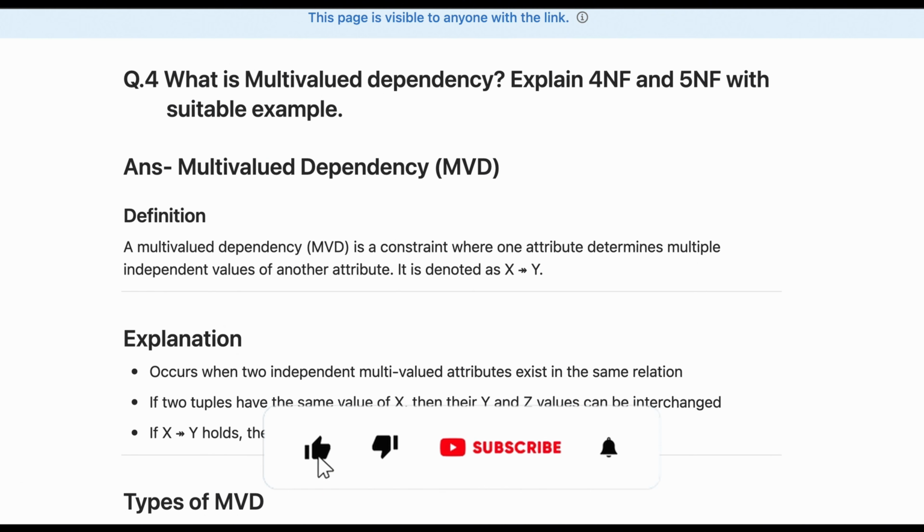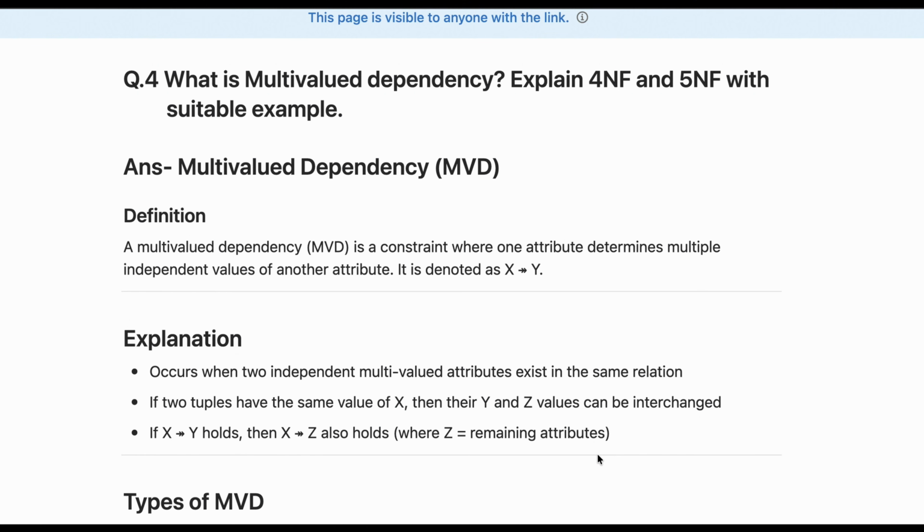In this video, we will understand multivalued dependency, fourth normal form and the fifth normal form with example. So this is a very important question. Let's start with multivalued dependency, also called as MVD.